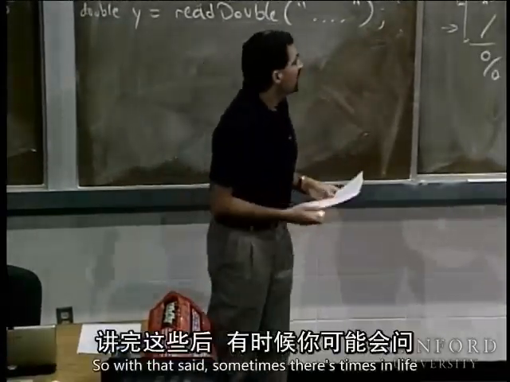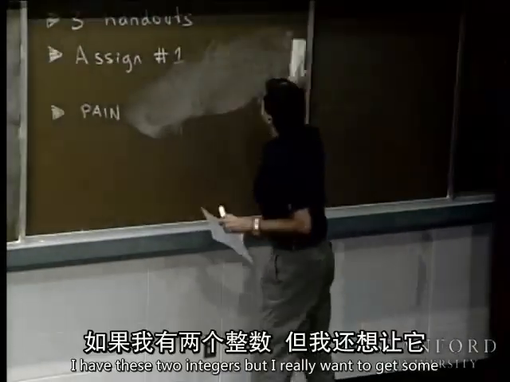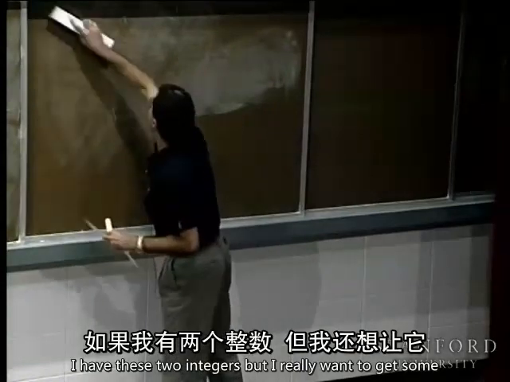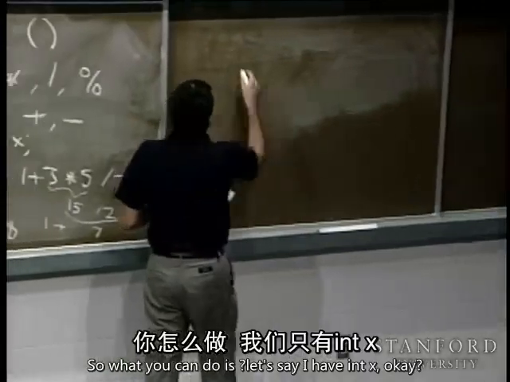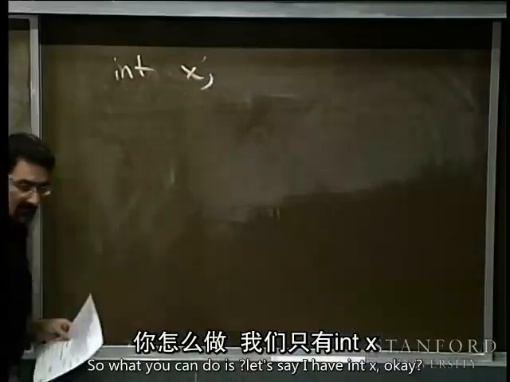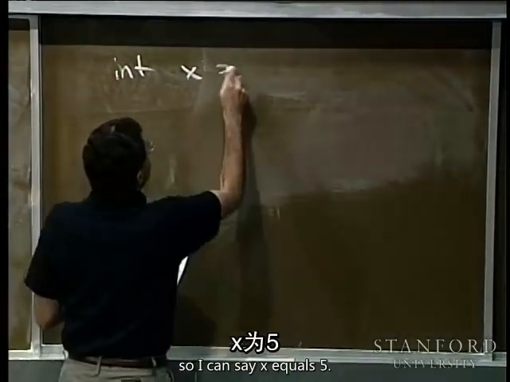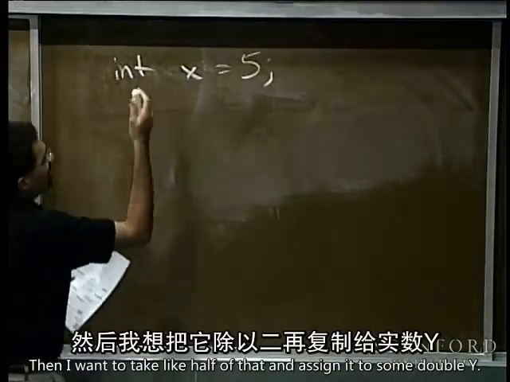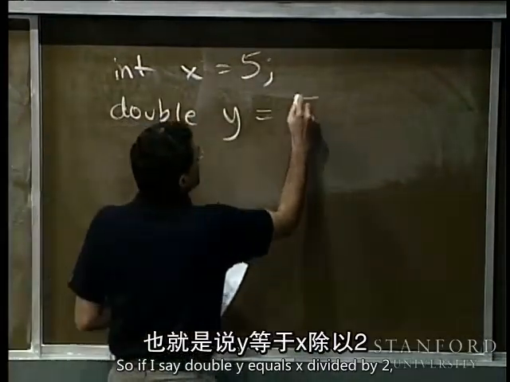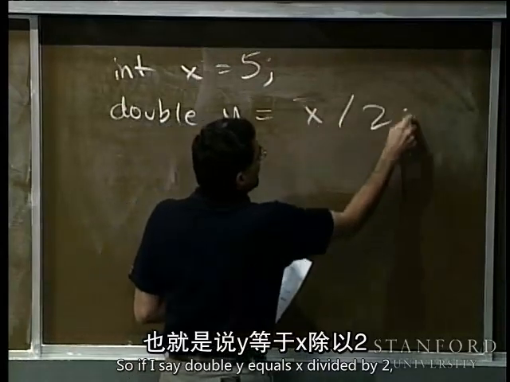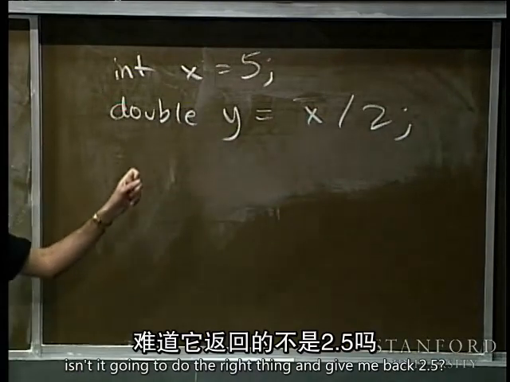Okay? So, with that said, sometimes there are times in life when you say, hey, but Mehran, I have these two integers and I really want to get some value back, which is some real value, right? So what you can do is, let's say I have int x, okay? And let me give x some initial value. So I can say x equals 5. And then I want to take half of that and assign it to some double y. So if I say double y equals x divided by 2, you might think, hey, this is a double, right? Isn't it going to do the right thing and give me back 2.5?